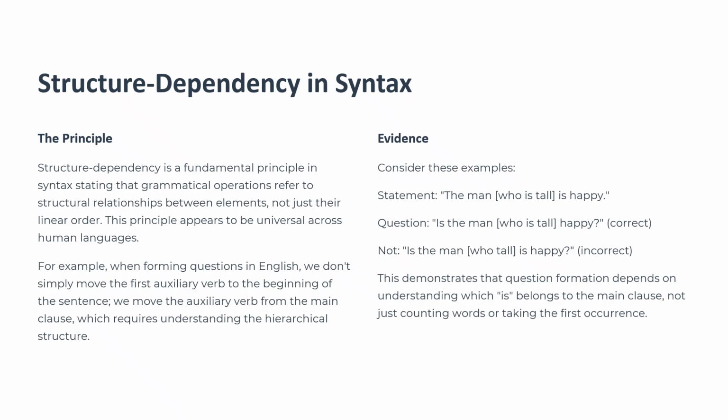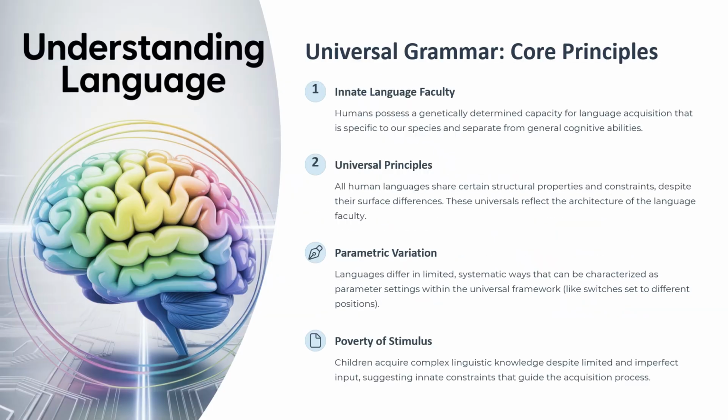Evidence. Consider this example. Statement: The man who is tall is happy. Question: Is the man who is tall happy? Correct. Not: Is the man who tall is happy? Incorrect. This demonstrates that question formation depends on understanding which auxiliary belongs to the main clause, not just counting words or taking the first occurrence.